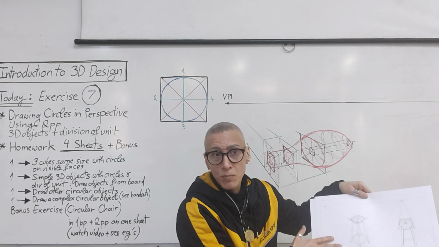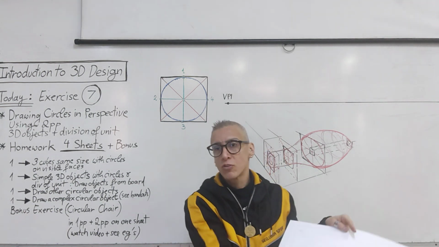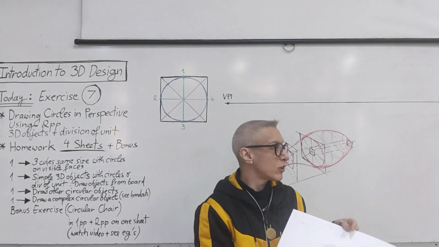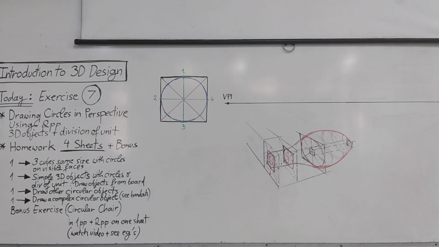To understand this properly, watch the video, because I explain about the proportions and I actually show the chair. And I will post pictures of it so you have an idea. So this is the bonus exercise, optional. The rest have to do these 4. Okay?